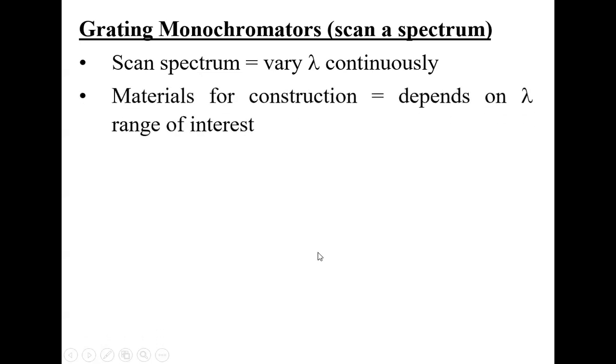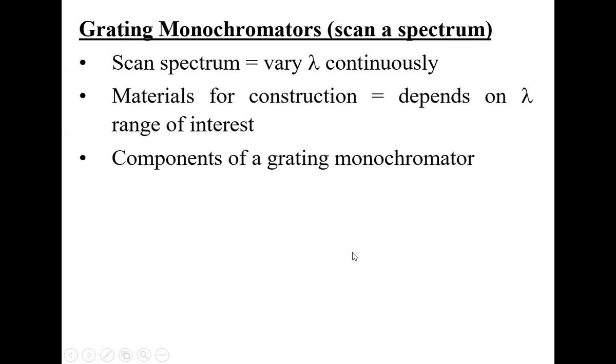The materials of construction of the grating monochromator depend on the wavelength range of interest. Depends on the wavelength of interest, the materials that are used. And what are the components of a grating monochromator? We have talked about them, right? You can list them. What are the components again?